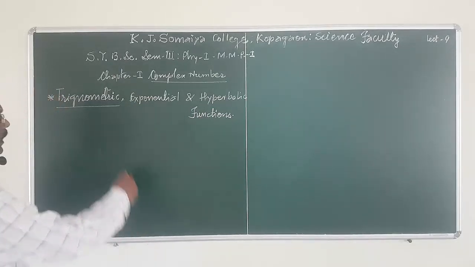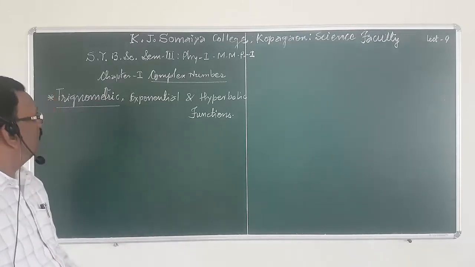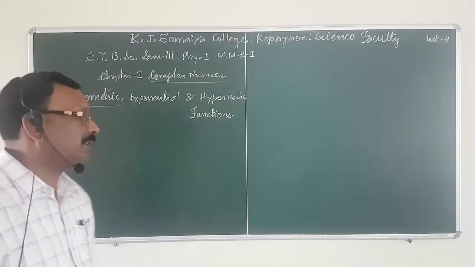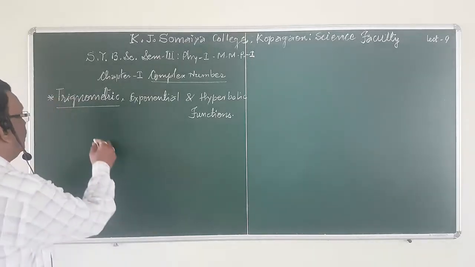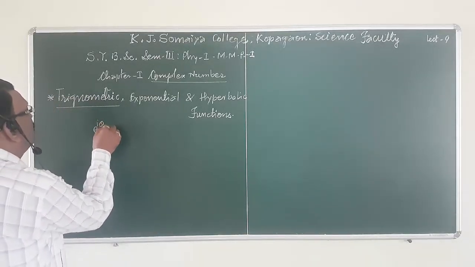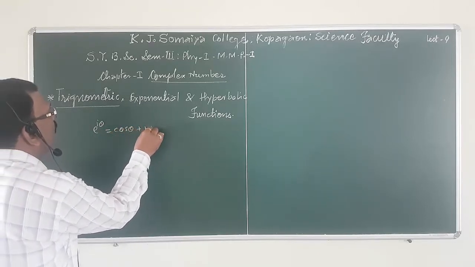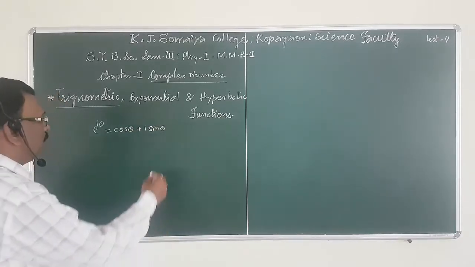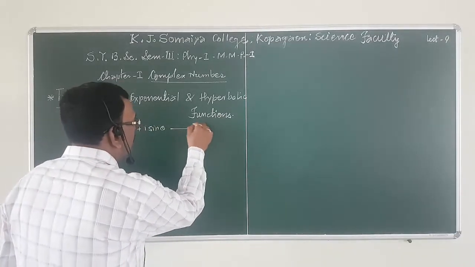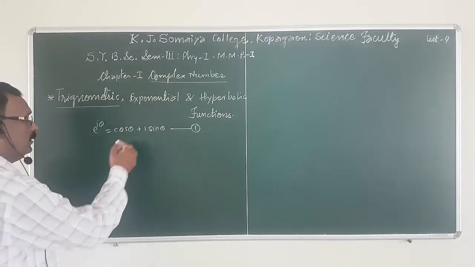First, trigonometric functions of complex numbers. To study these, let us consider Euler's formula. We know Euler's formula: e raised to i theta is equal to cos theta plus i sin theta. Suppose this is equation 1. Replace theta by minus theta in equation 1.